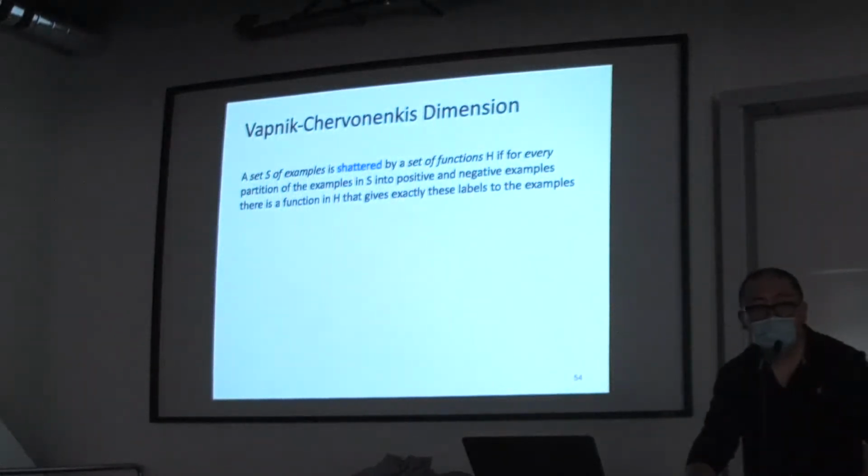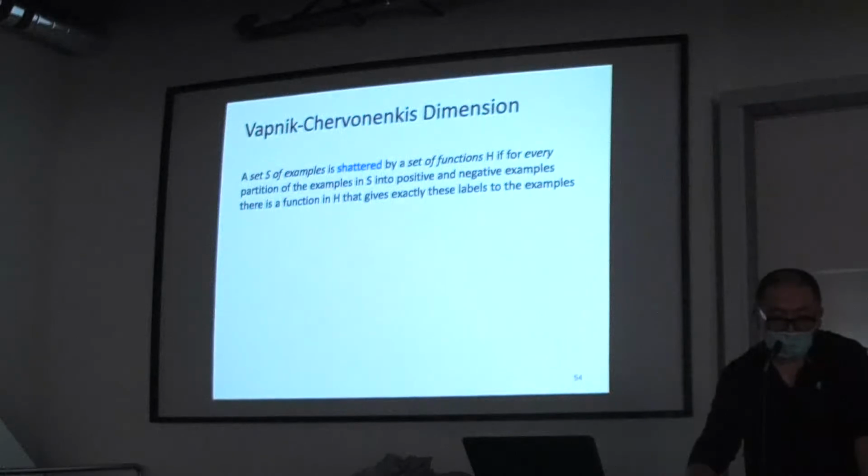Each point can be labeled as positive or negative, right? 2 choices. So with 3 points, you actually have 2 to the 3, which is 8 possible labeling schemes, right? So you need to ensure that for every one of these 8 labeling schemes, you can find a corresponding hypothesis in H which can correctly predict those labels. That is called shattering.